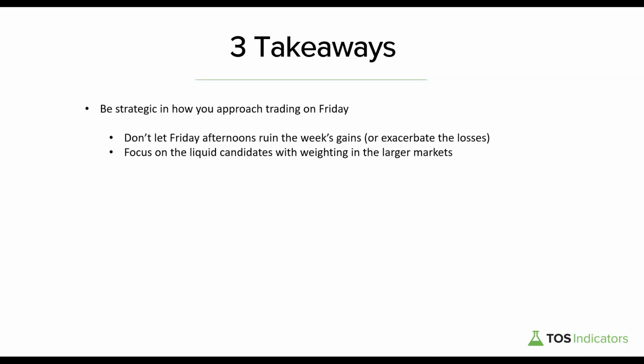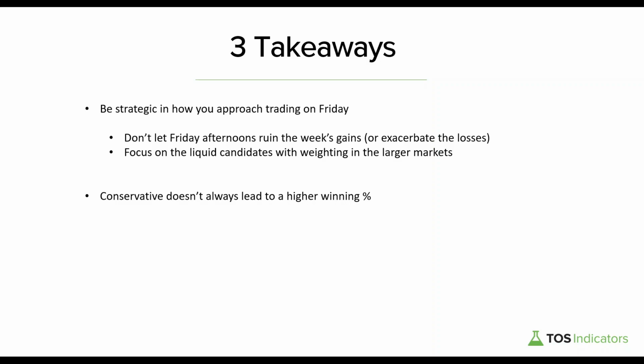The second is we focus on liquid candidates with weighting in the larger markets. That's where the S&P 500, the NASDAQ, the 1 to 5 million shares, along with the higher volume shares, have all been fairly profitable for us. And so focusing on those seems to be a smarter idea, at least right now while we have the current volatility that's going on.